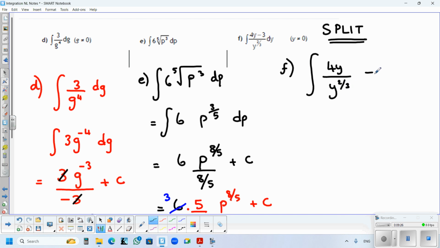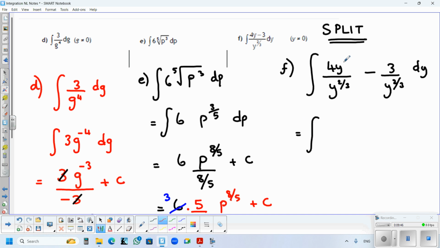Then we've got minus 3 over y to the 2/3, and we're going to do the y's, dy. So we've got to get this all sorted. I've not taken an integral, so I keep the integral sign in, so that stays until I start adding on 1 to the power and dividing with the new power. But this has got to be prepared.